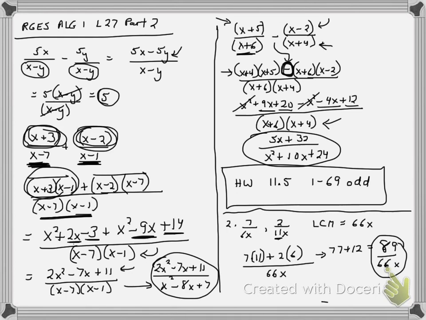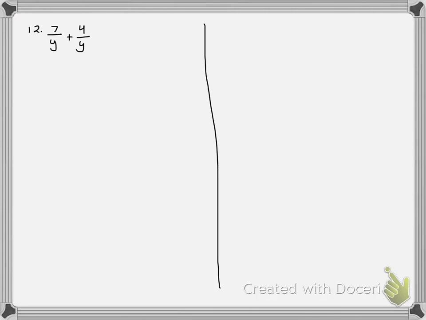To do the subtraction, I do the same thing. I'd have 77 minus 12 over 66x, and that would be 65 over 66x. No canceling there either. Let's move to a couple more. We already have a common denominator, and so there's nothing to do but add the numerators and put it over the denominator. That's a nice and easy one. Let's look at 22.